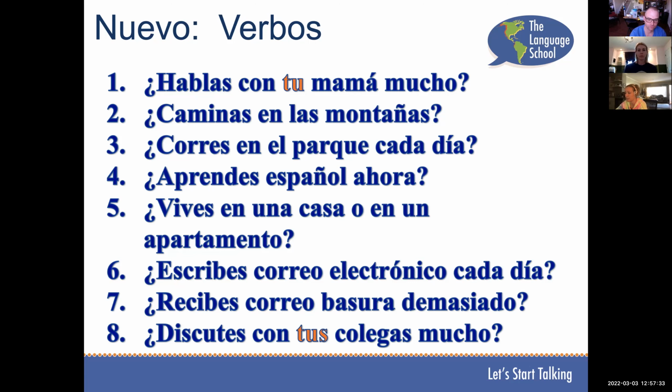¿Recibes correo basura? So again, we've got o, e, o. Correo. Correo. You're adding another R here that doesn't go there. Correo. Okay.